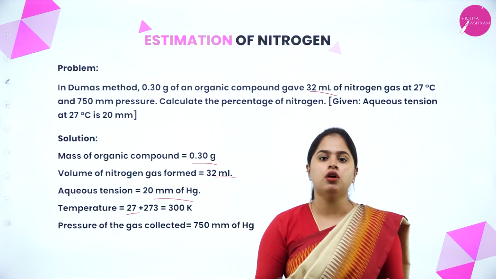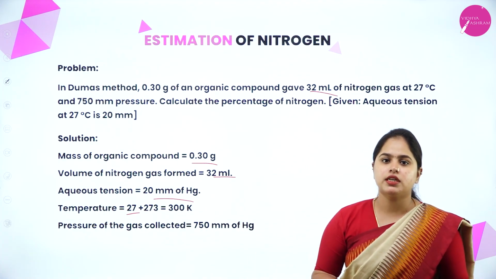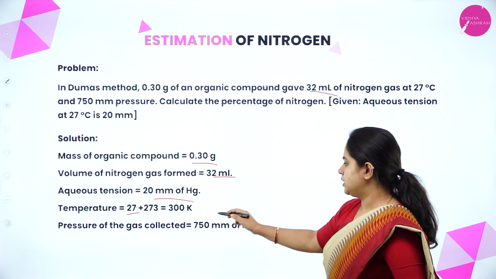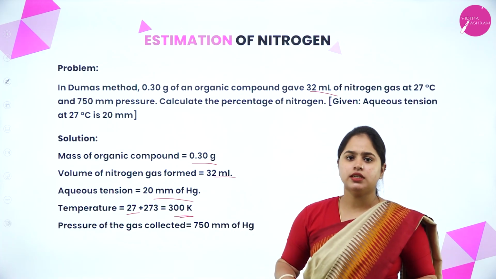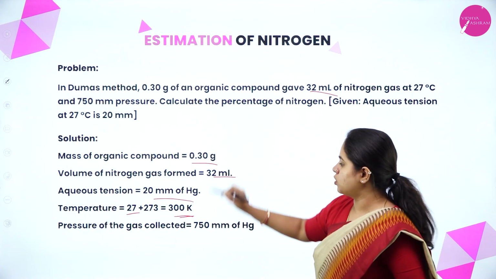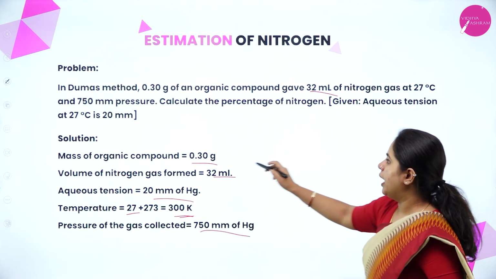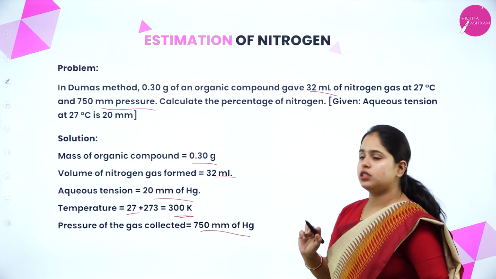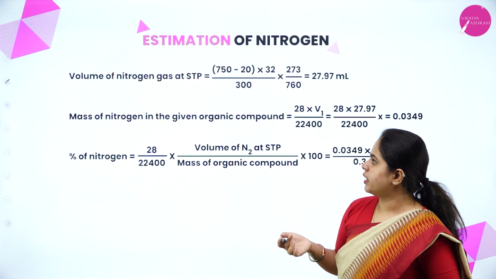You have to convert it into Kelvin scale, right? So, how do you convert it? Degrees Celsius plus 273 will give you the temperature in Kelvin scale. So, that is 300 Kelvin, and the pressure of the gas collected is also given as 750 mm Hg. The pressure is also given, and the aqueous tension is also given. So, now how to do the calculation?